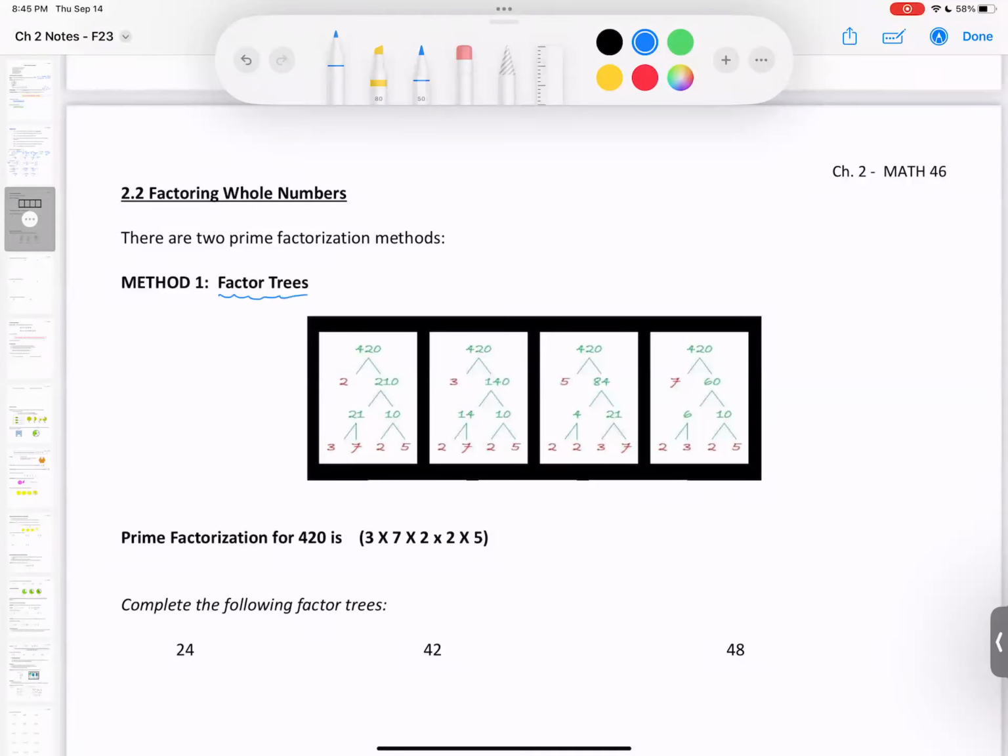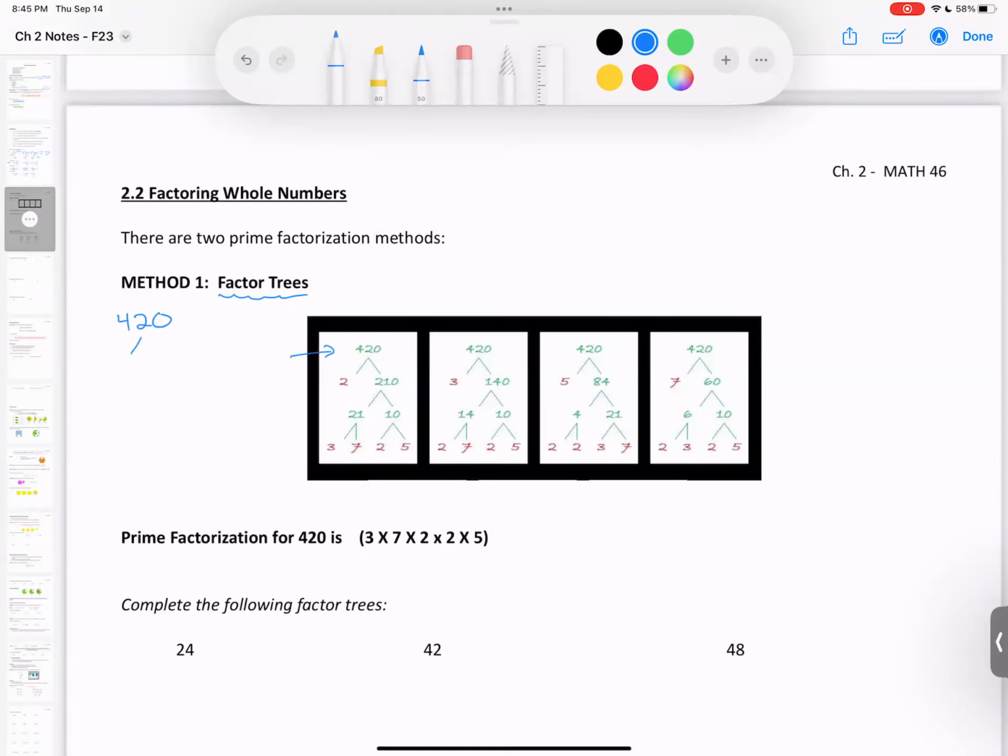So you can see, for example, let's look at this first chart here. We have a number like 420. We're going to break that down into factors. So we start, I'm just going to do it again over here. We start by asking ourselves, what two numbers could we multiply together to get to 420? And there's many ways to do this, which is why you see 4 rectangles there.